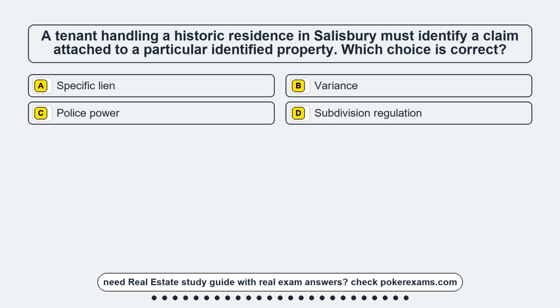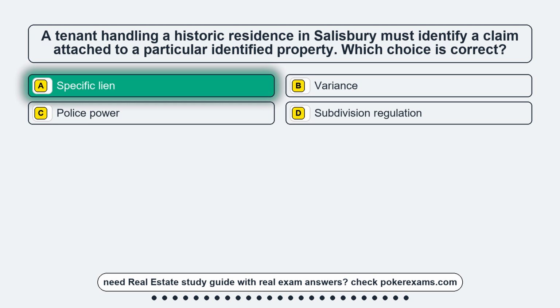Question 10. A tenant handling a historic residence in Salisbury must identify a claim attached to a particular identified property. Which choice is correct? Option A. Specific lien. Option B. Variance. Option C. Police power. Option D. Subdivision regulation. The correct answer is option A.